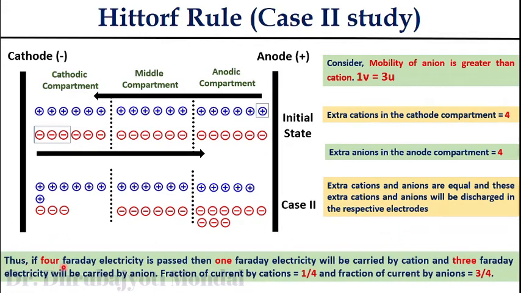Now if 4 Faraday electricity is passed, then 1 Faraday electricity will be carried by the cation and 3 Faraday electricity will be carried by the anion. So as you can see, the anion moves faster, so it carries more Faraday electricity. So the fraction of current carried by the cation is equal to 1 by 4, and the fraction of current carried by the anions is equal to 3 by 4. Okay, so this is case 2.